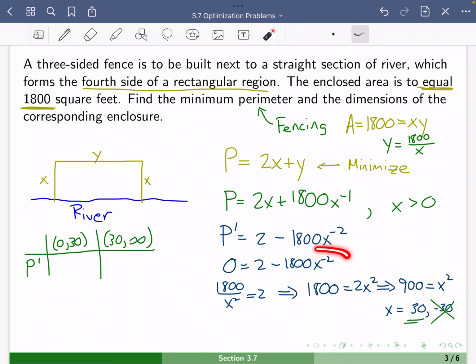If we were to plug in 1 right here, we will have 2 minus 1,800, which is a negative value. Plug in something larger than 30. So, I don't know, you could pick like 10,000. If you picked something like 10,000, you would have 2 minus 1,800 over 10,000 squared. So this is going to be a number real close to 0. 2 minus something close to 0 is positive. So you'll be positive after that. So this tells us our function is decreasing, and then after that it's increasing. So right at 30, we must be at a minimum.